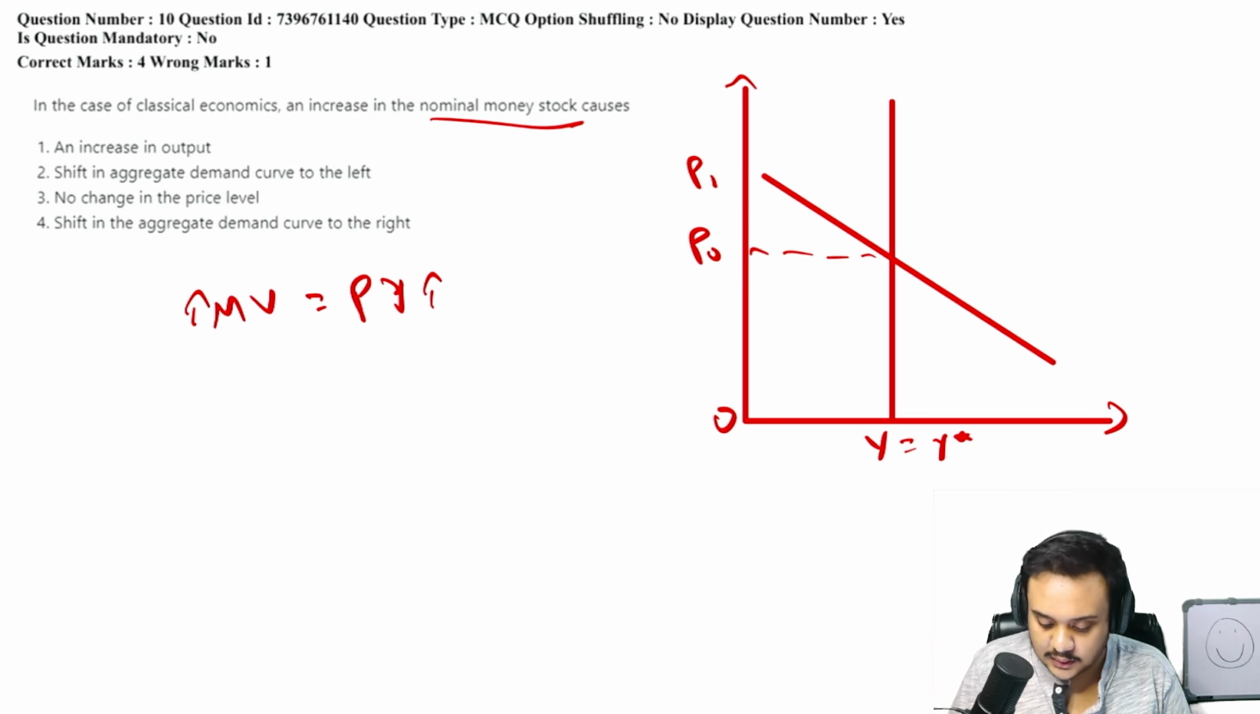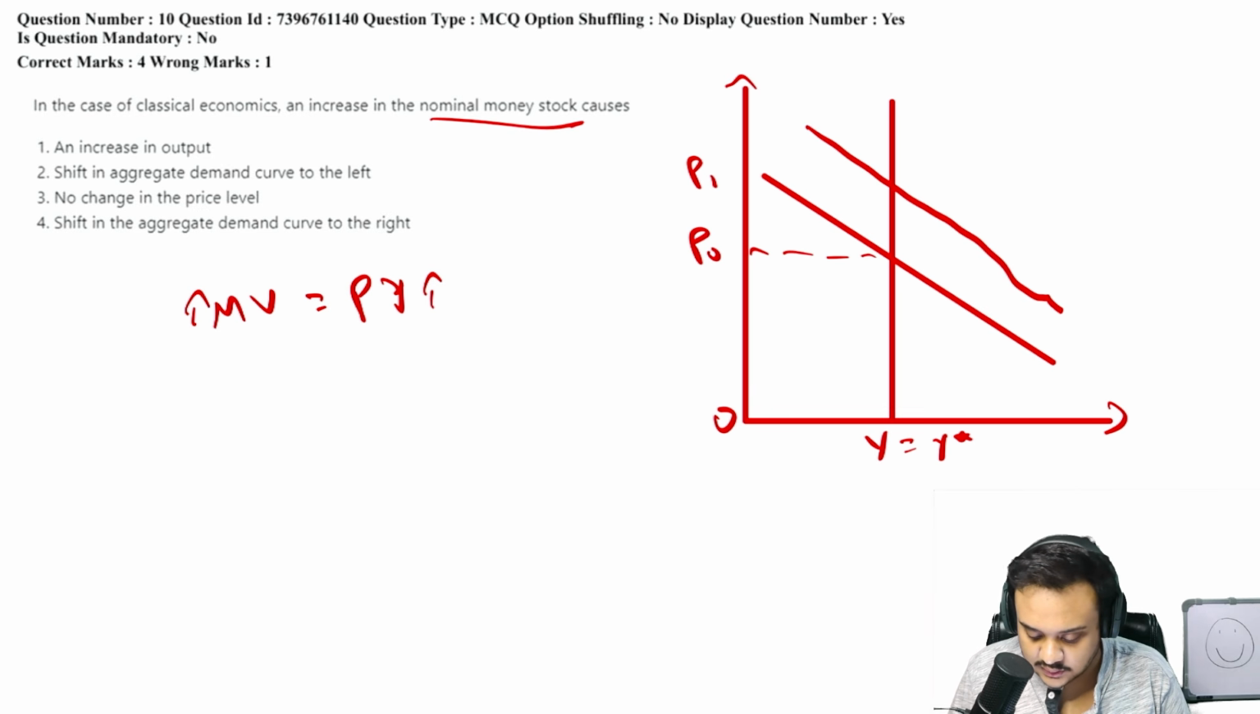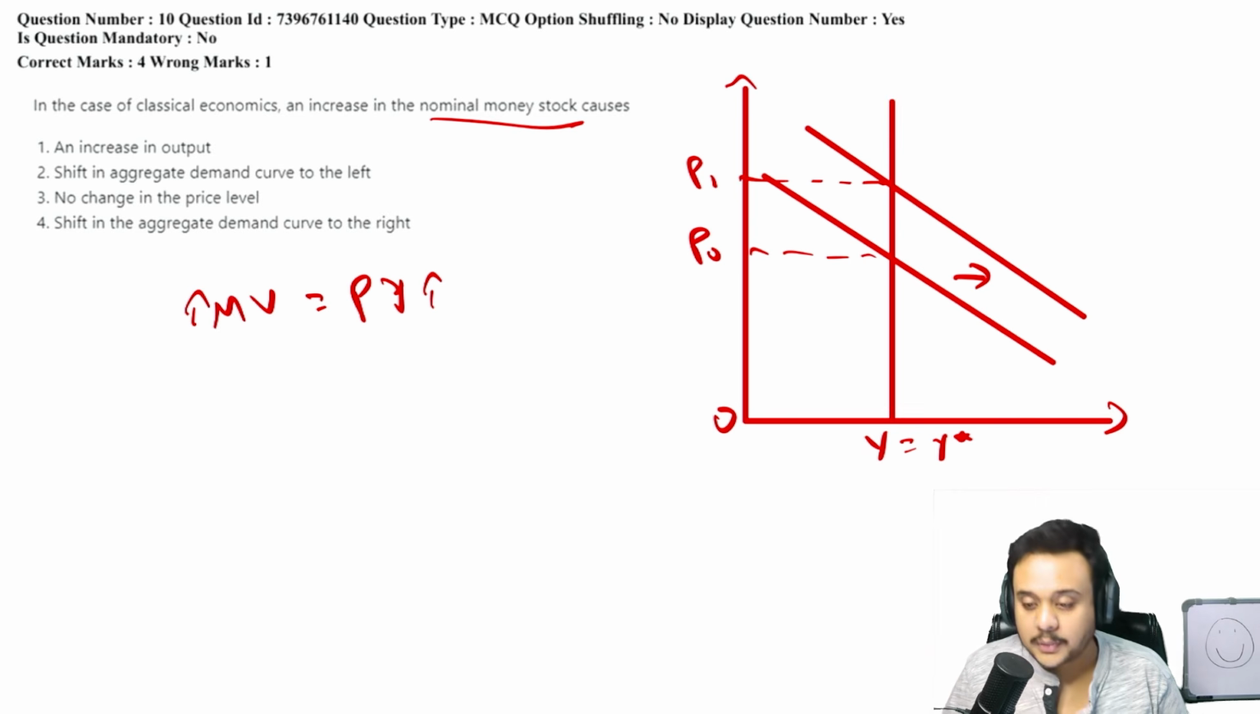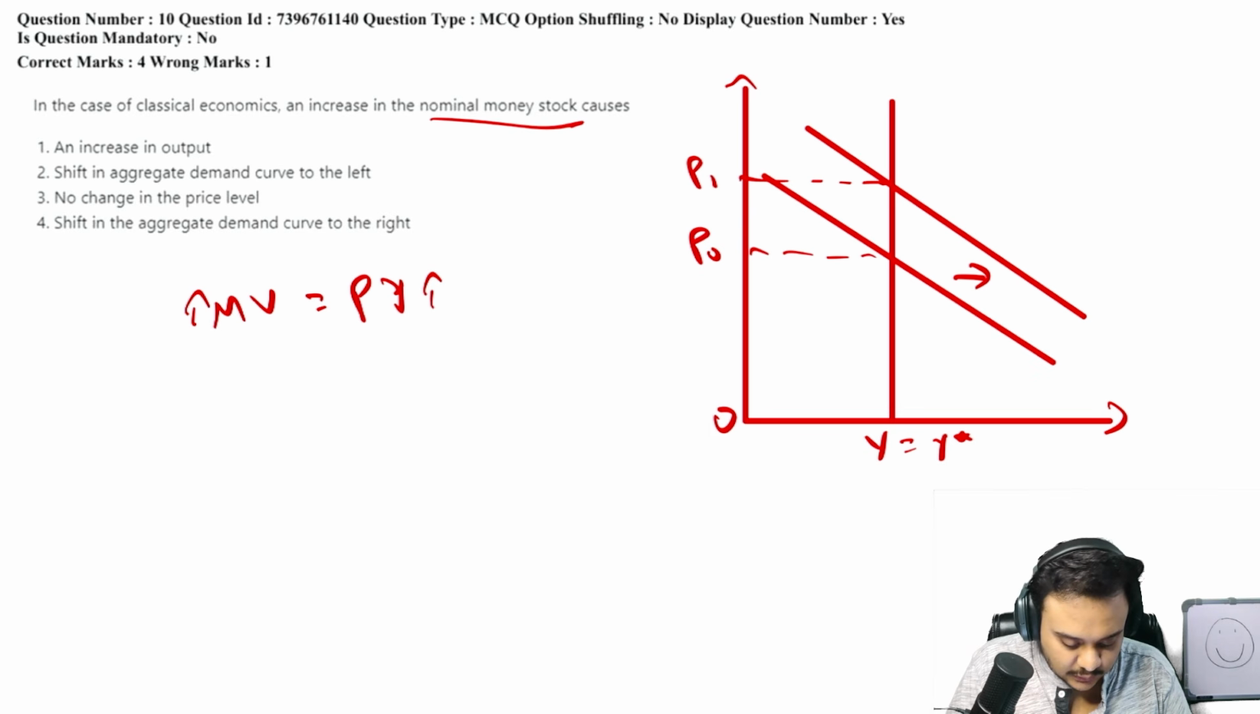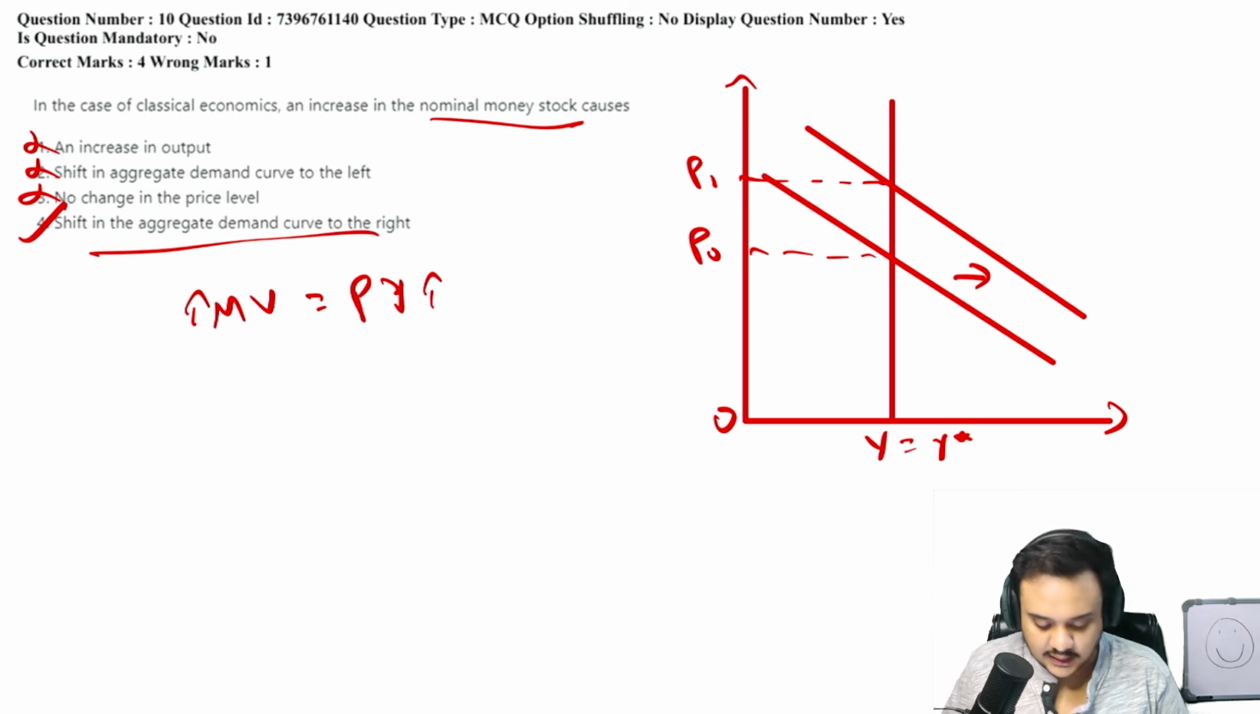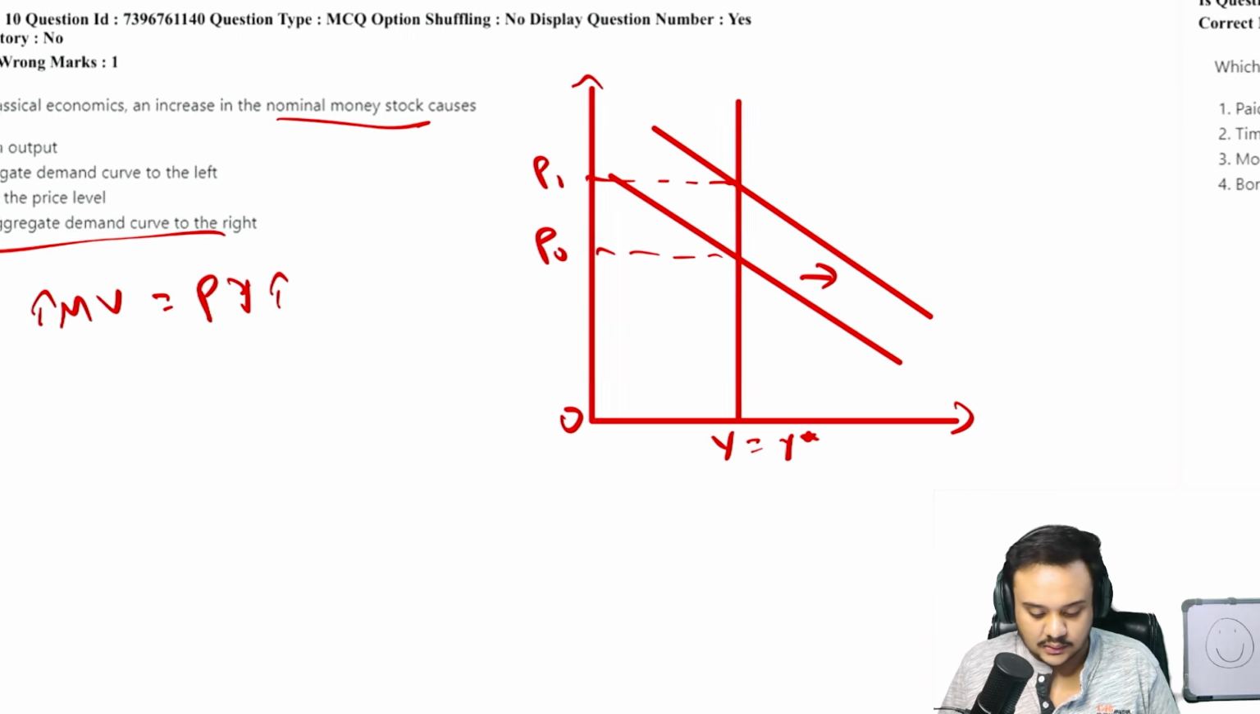Obviously your supply curve cannot shift, so your demand curve is going to shift. It is going to shift to the right. This is what is going to happen, and this is where your new price is going to be at the equilibrium level. So this is wrong. Change in this is wrong. This is wrong. Fourth is the right option. Okay, so let us move on.